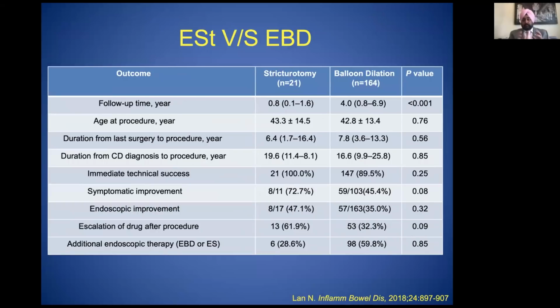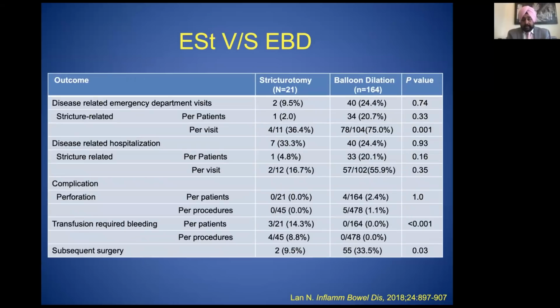How does structurotomy compare to balloon dilatation? Again, we see there's a significant difference in the follow-up time. Obviously, structurotomy is a new technique, but again, if you look at the immediate technical success, it is 100% for structurotomy, approximately 90% for balloon dilatation. Symptomatic improvement in the structurotomy group is higher than the balloon dilatation group.